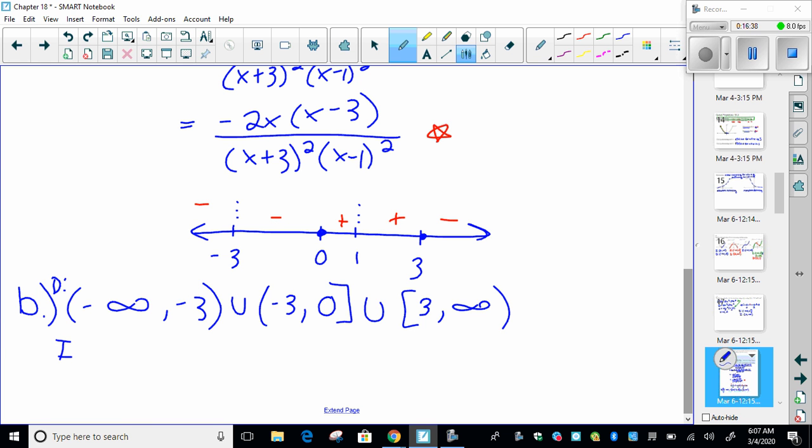It is increasing from 0 to 3, but it doesn't include 1. Therefore, it is increasing, including 0, to 1, excluding 1. And then starting back at 1, but excluding 1, to 3. So again, based on your sign diagram, being able to figure out where it's increasing and decreasing, just take note of when it excludes the value.